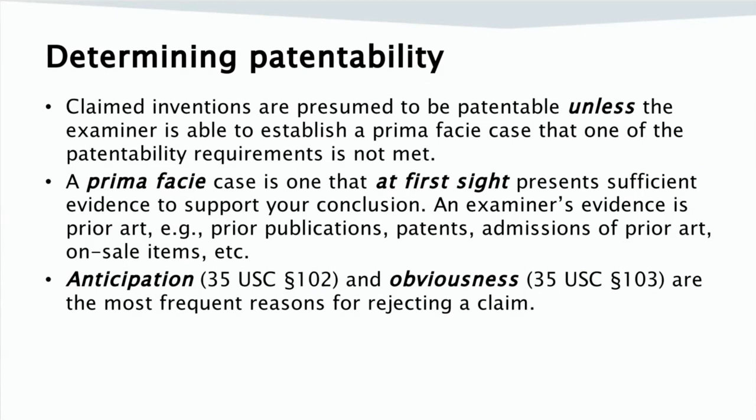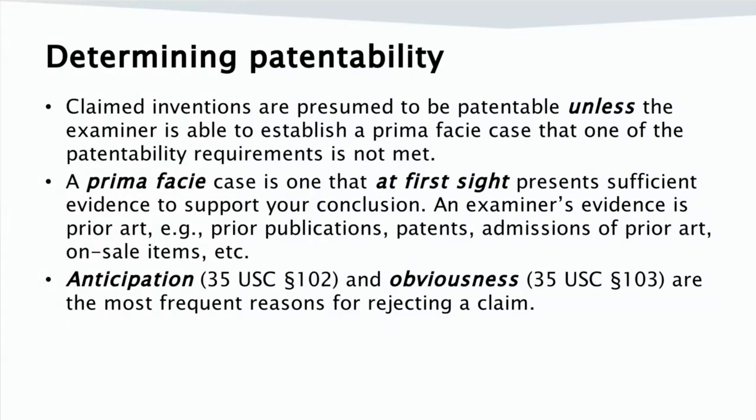The first understanding is that claimed inventions are presumed to be patentable unless you, as the examiner, are able to establish some basis to the contrary. In other words, a claim is patentable unless you are able to show why it is not patentable. In order to be patentable, a claim must meet a number of requirements, the most important of which are outlined in 35 U.S.C. sections 101, 102, 103, and 112.